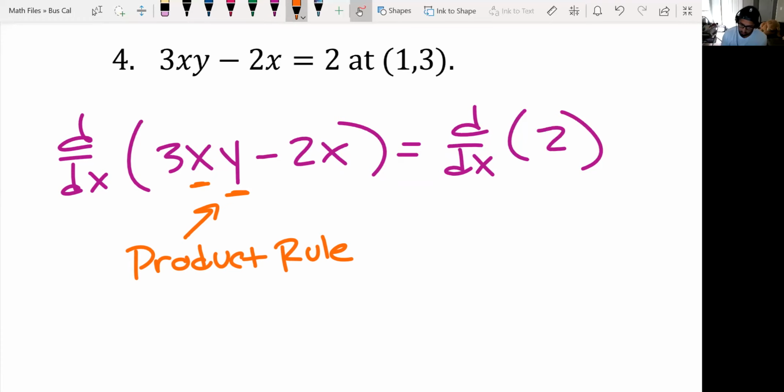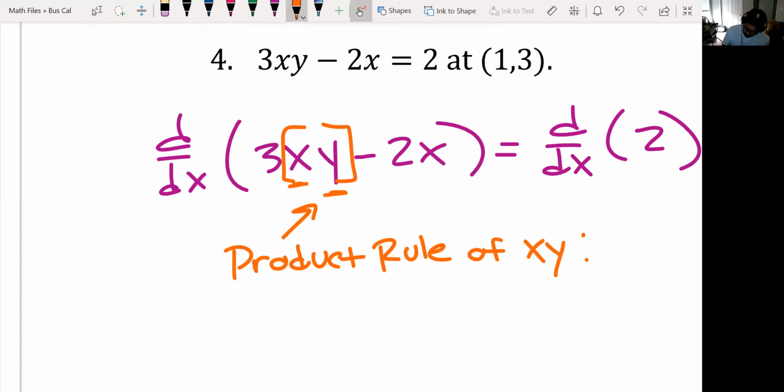So all I want is the xy. We'll leave the 3 out for now. So we'll say product rule of xy. And this is an implicit product rule. So maybe I'll put that in there too.